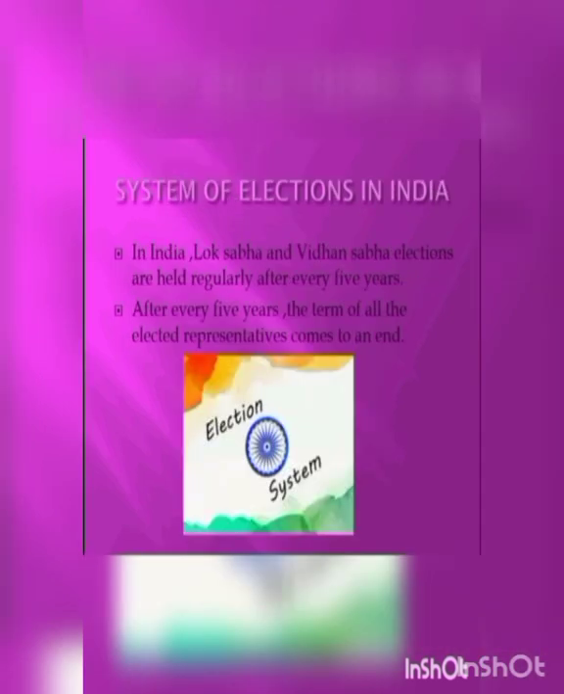In India, Lok Sabha and Vidhan Sabha elections are held regularly after every 5 years. After 5 years, the term of all the elected representatives comes to an end. Elections are held in all constituencies at the same time, either on the same day or within a few days. This is known as general election. Sometimes election is held only for one constituency to fill the vacancy caused by death or resignation of a member. This is known as by-election. This is the pattern of election followed in India.